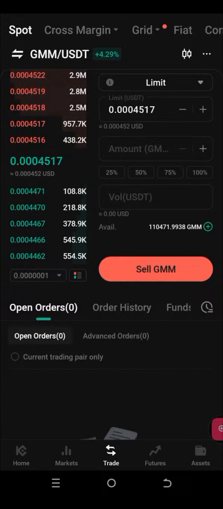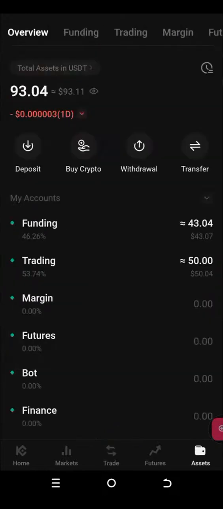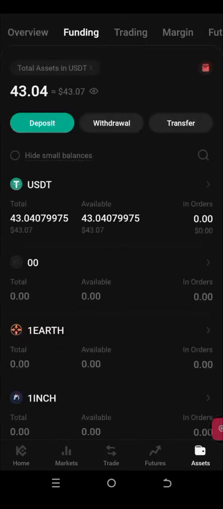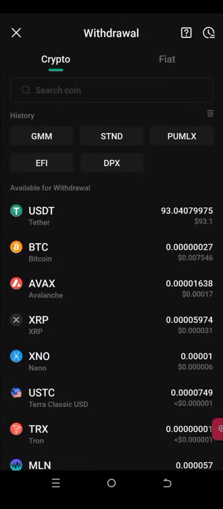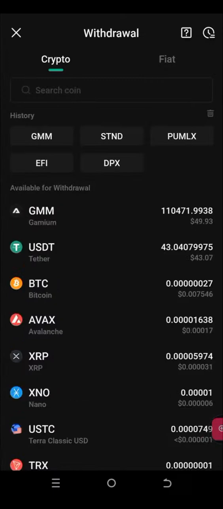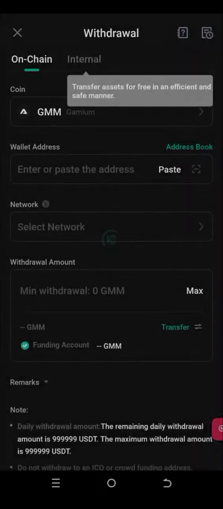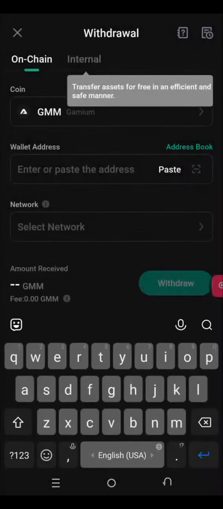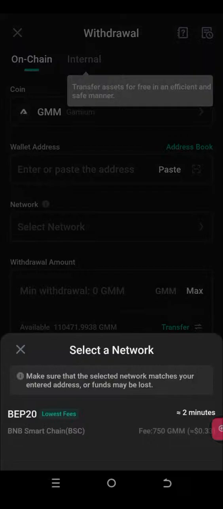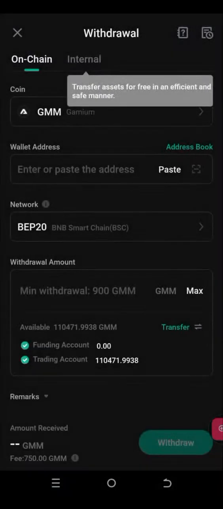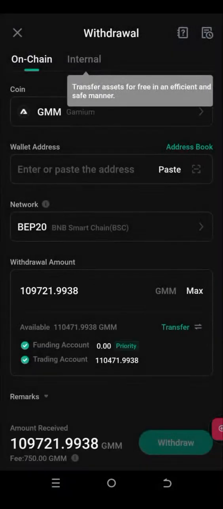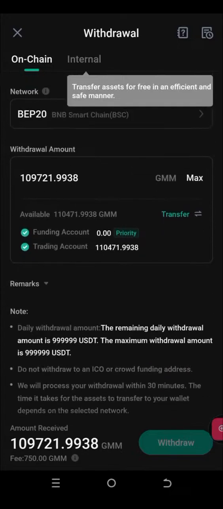So let's go and get all the details we need. So we're just going to go over there to our funding and then we just withdraw. Okay, so what we have now is that we're going to withdraw GMM. Okay, so we're withdrawing, selecting the network, which is what? BEP20. Okay, and the max. Good, so it has already withdrawn its amount, its own fee.